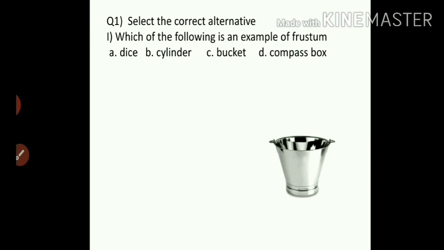because we have here two circular ends. You can see there are two circular ends. One is a bigger circle, the other is a smaller circle. We have also slant height. So here we can say that dice, cylinder and compass box are not the shape of frustum, whereas bucket resembles the shape of frustum, because dice resembles square shape, cylinder is completely circular in shape, compass box is rectangular in shape, but bucket is exactly an example of frustum shape. So option C is the correct option.